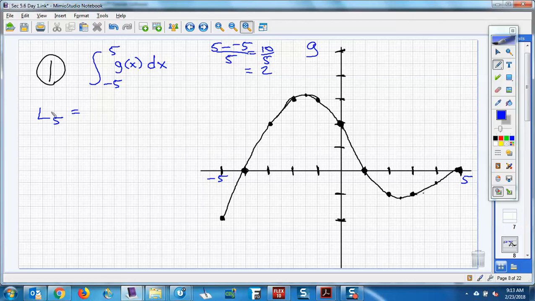So I want to do left rectangles, right? So I'm going to go to my left edge. I'm going to need 6 points. If I'm going to do 5 subintervals, I better have 6 points. There would be my 6 points right there, every 2 units. So width of 2, width of 2. Now I'm not saying you have to draw those 6 points. You've got your marks there already. That's fine.